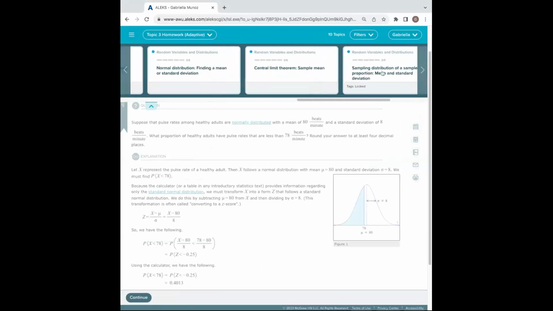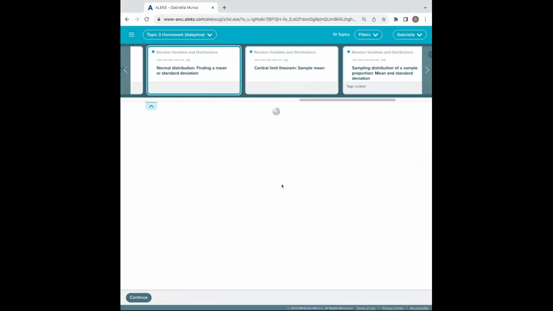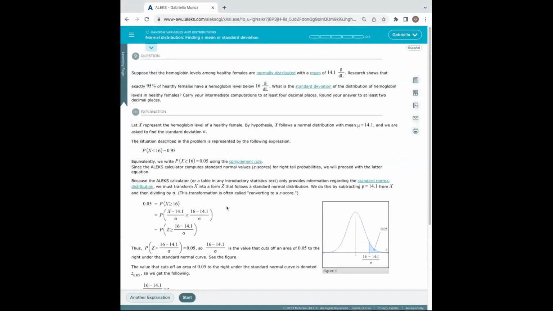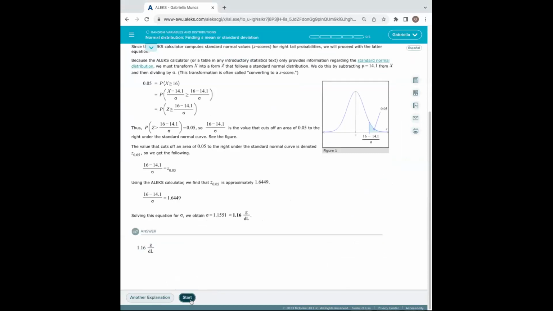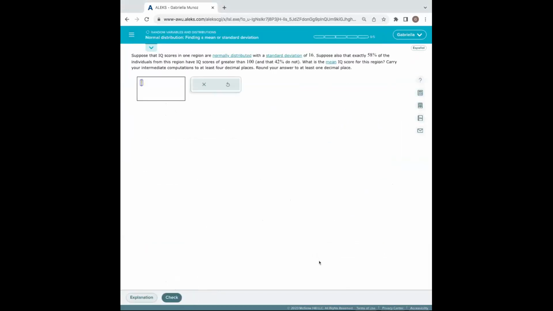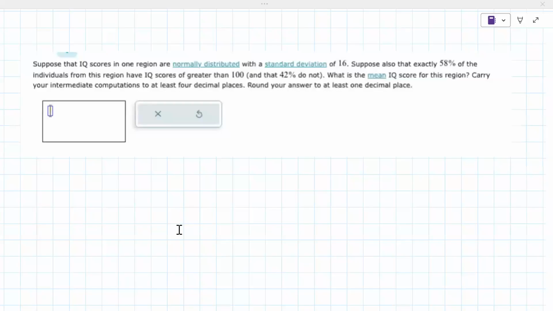Let's do one more topic before our time runs out. So let me grab a snip here, share my screen. All right. So they're normally distributed with a standard deviation of 16 and 58% of the individuals score greater than 100 and 42% do not. What is the mean IQ score for this region?